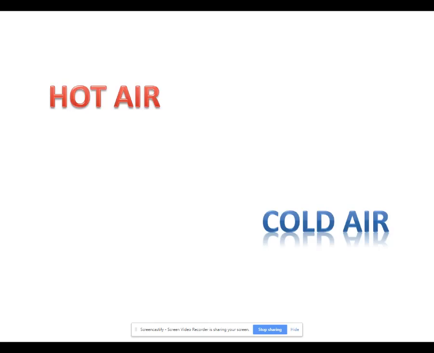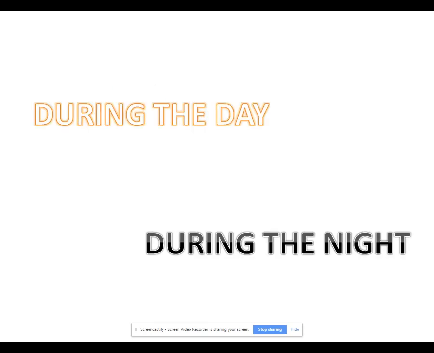Okay. Which air can hold more water molecules? Hot air or cold air? When is air generally hotter? During the day or during the night?